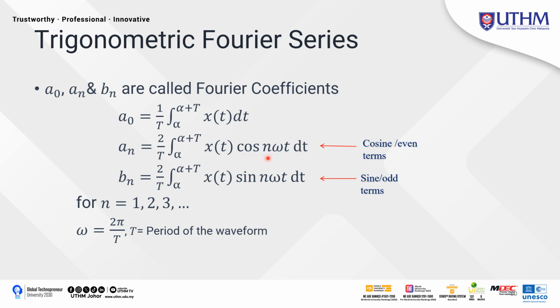n is referred to 1, 2, 3, 4, 5, 6, 7, and until n. And then omega naught is 2 pi over T, where T is the period of the waveform. And then we find bn. bn is 2 over T integration of x(t) multiplied with sine n omega naught t dt. So please take note that this cos is for the even terms, whereas the sine is for the odd terms.